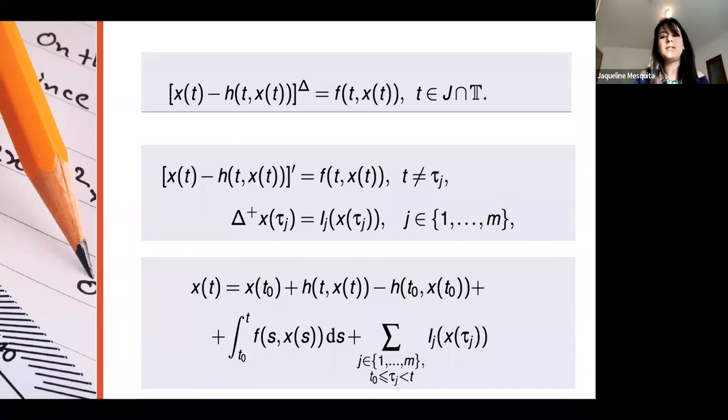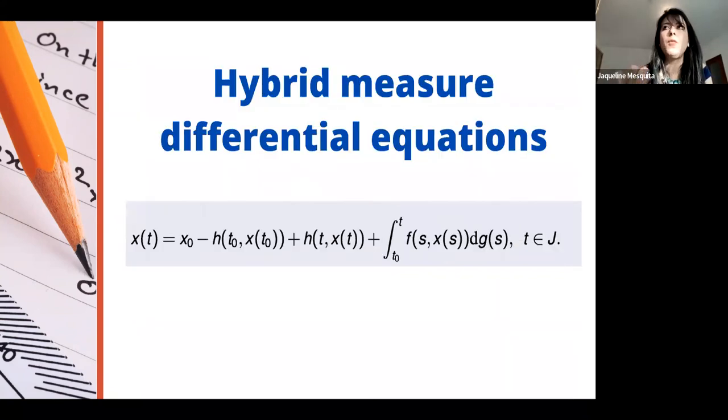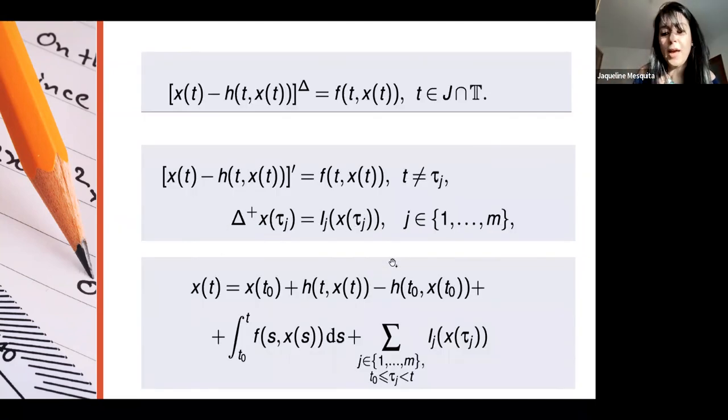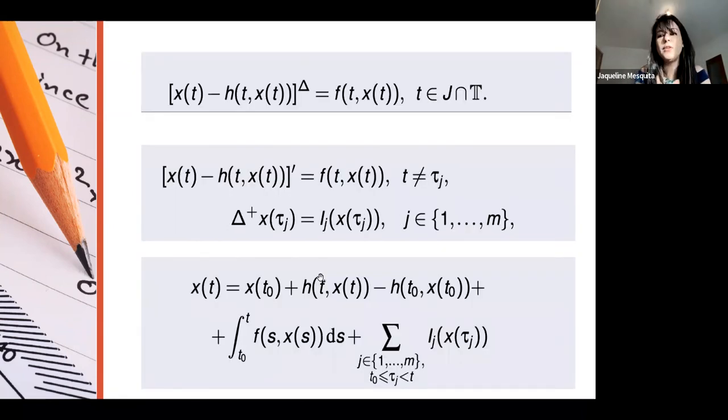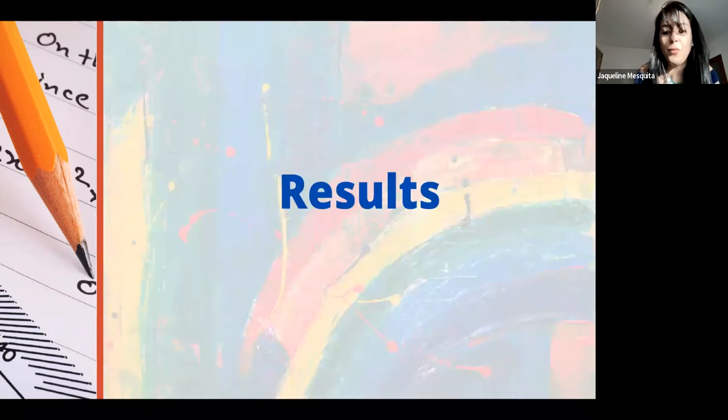So there are still investigations being carried out depending on the regularity of g, and it would be very interesting to think about this. But here we do not work with this type of derivative because we are dealing with the integral form directly. So we do not need to deal with this derivative with respect to g.